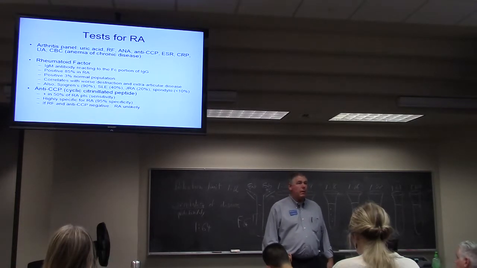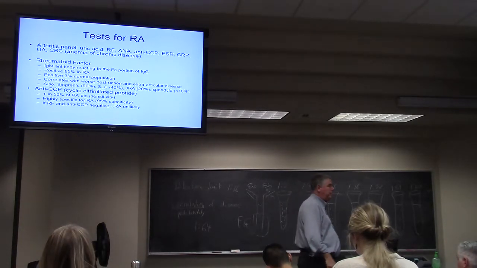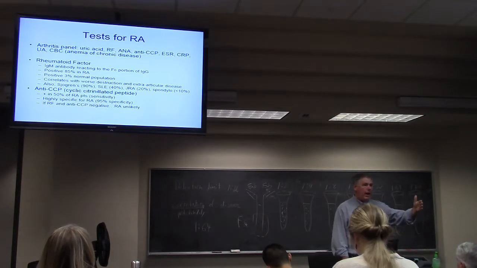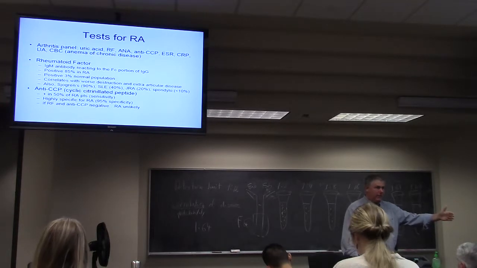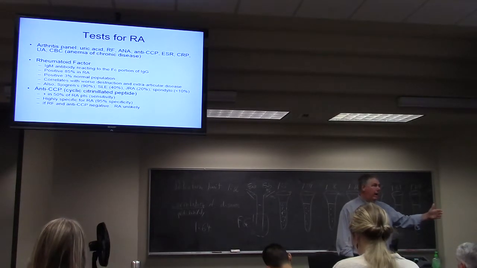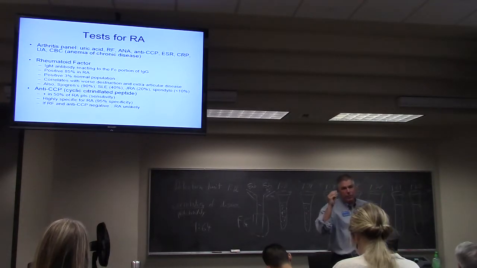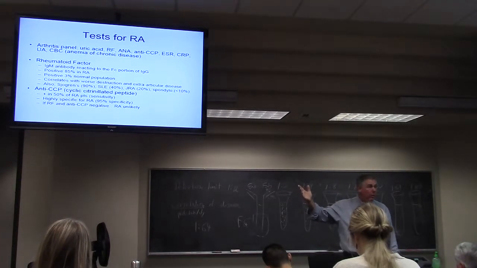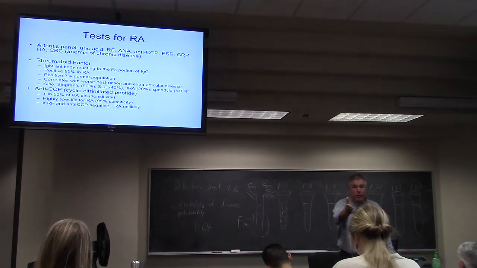The problem is when you start combining an RF and an ANA, that gets you in trouble a lot, because these things are predictive and they're present in a whole bunch of people, and you're dealing with a 22-year-old.